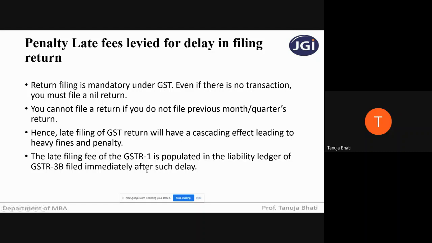Next, the late filing of GSTR1 is populated in the liability ledger of 3B filed immediately after such delay. So 3B, as I told you, will show you the net tax payable, and it is auto generated. Suppose 3B is to be filed on the 20th of the next month, and GSTR1 is to be filed by the 11th of the next month, correct? Now suppose you have been late in filing the GSTR1 return, the late fee will show by itself in GSTR3B. It means the system will auto populate the late fee in GSTR3B, because GSTR3B is a particular self declaration, a form where the system will tell you the amount that you're supposed to pay in respect of late fee. So late fee will directly be populated in the liability ledger of 3B.